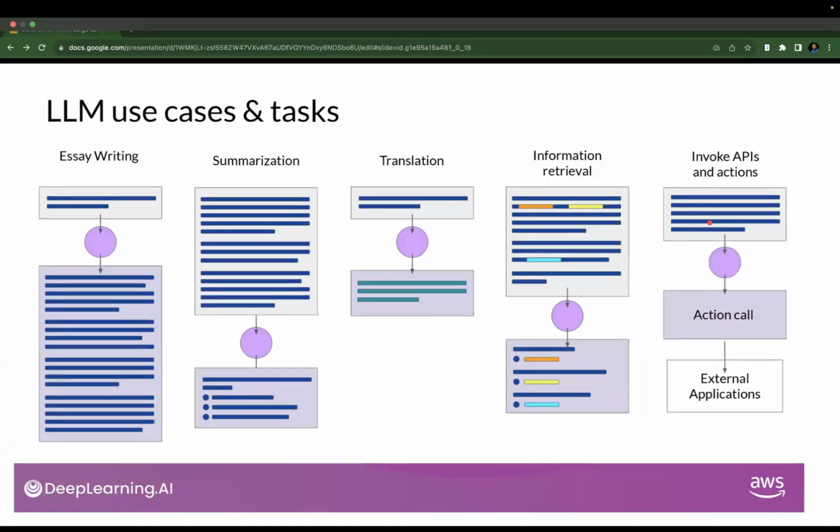Another use case of LLMs is interacting with external integrations, like external data sources, or invoking external APIs and actions. We will take a look at this part towards the end of our video.